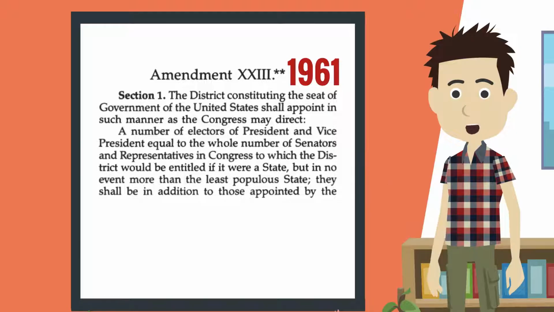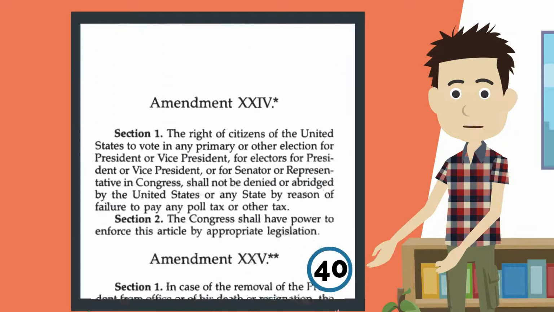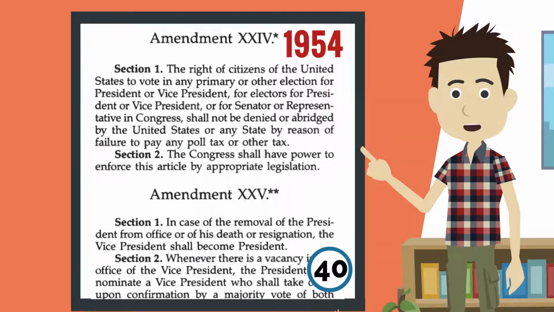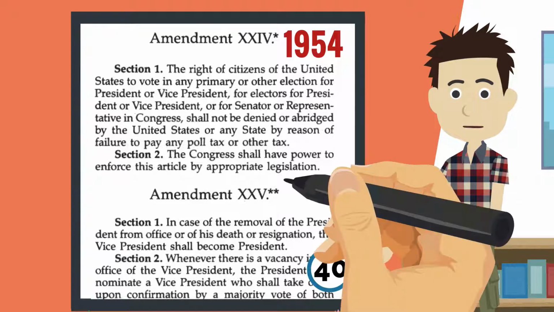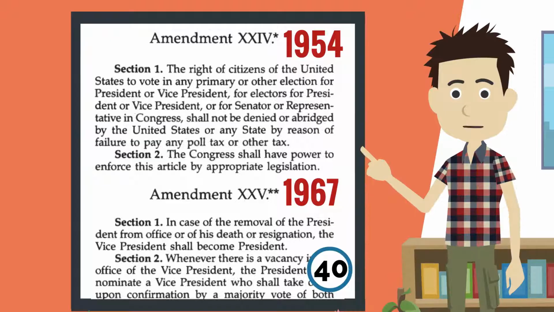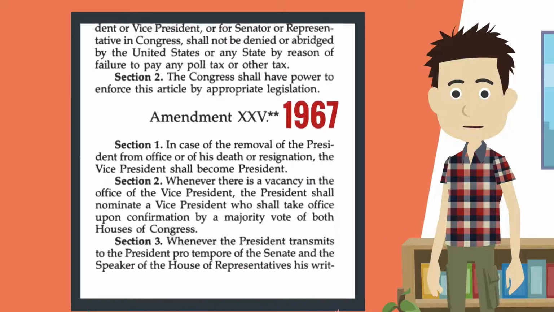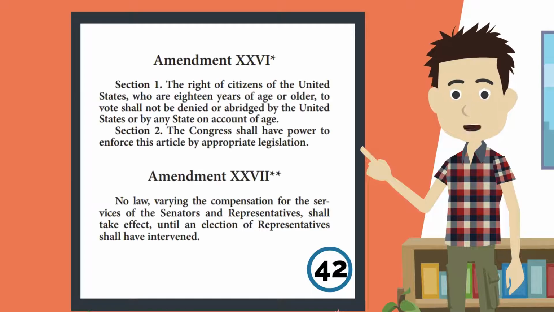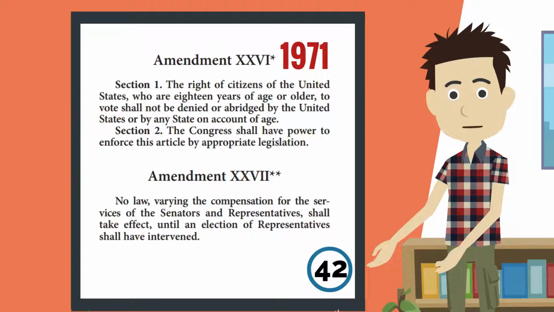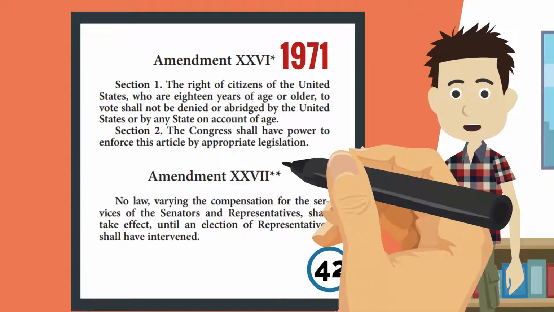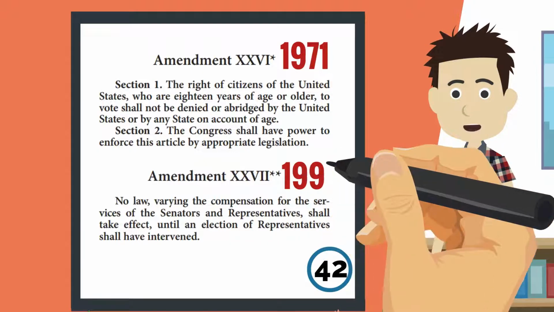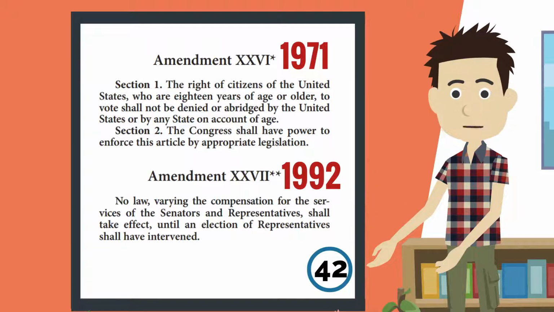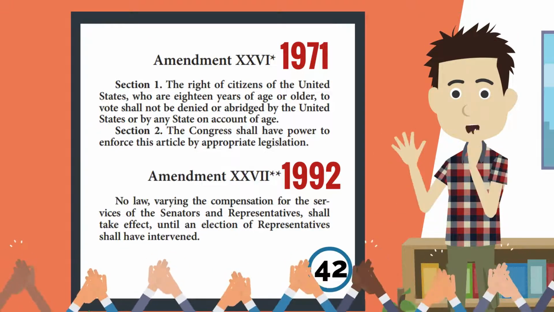Now turn the page. You are on page 40. Write 1954 next to the 24th Amendment. We're getting close. And write 1967 next to the 25th Amendment. One last page. You can feel it. You're almost there. Turn to page 42 and write 1971 next to Amendment 26. And finally, do you see Amendment 27? Write 1992. Woo, that was awesome.